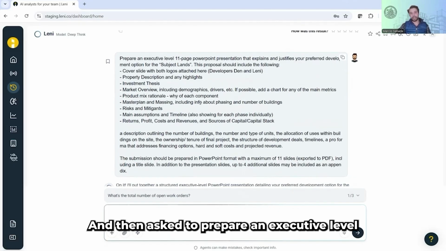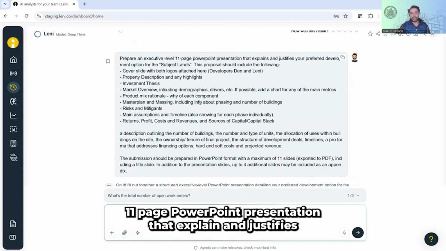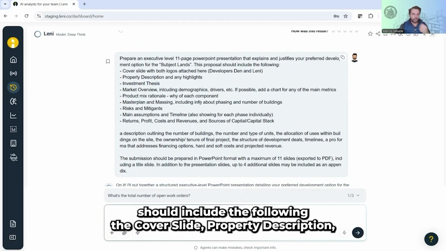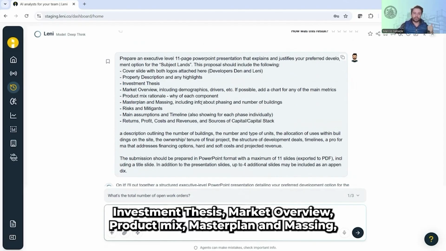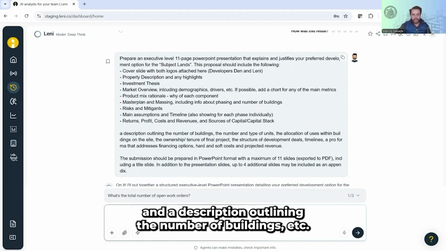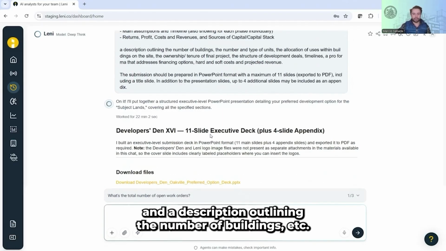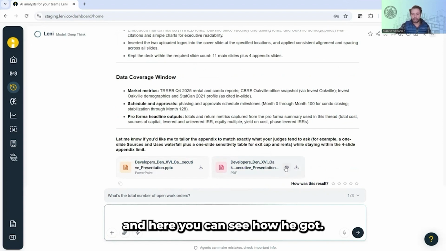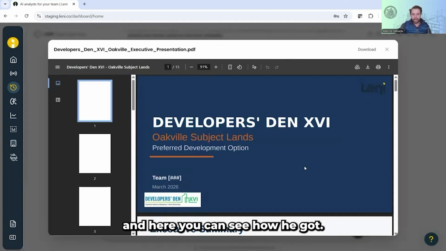And then I asked it to prepare an executive-level 11-page PowerPoint presentation that explains and justifies the preferred development option for the subject lands. This proposal should include the following: the cover slide, property description, investment thesis, market overview, product mix, master plan and massing, risks and mitigants, main assumptions, returns, profit, etc., and a description outlining the number of buildings. And I finally got our final answer.